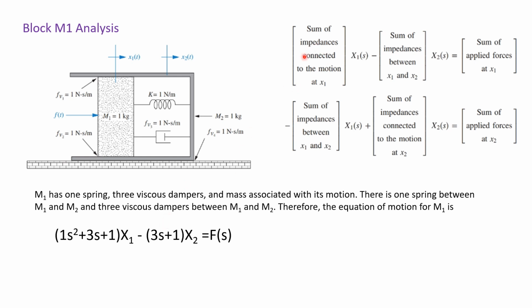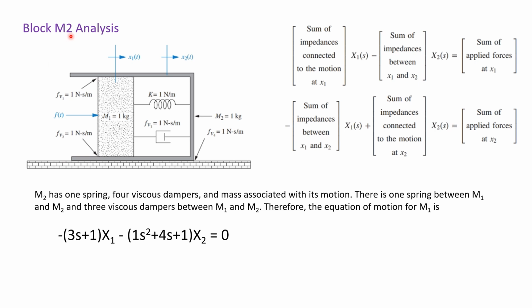So for the first equation, we have some impedances connected to the motion at x1. So we have M1 s squared. Since M1 is 1, it's 1 s squared plus 3s plus 1, times X1, minus the sum of impedances between x1 and x2. You have the three viscous dampers here, here, and here. So it'd be 3s plus 1, you've got one spring, times X2 equals the sum of applied forces. The force is acting on M1, so this would be F(s).